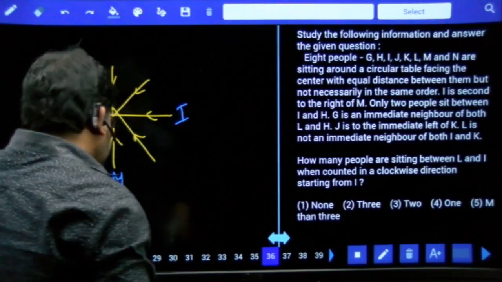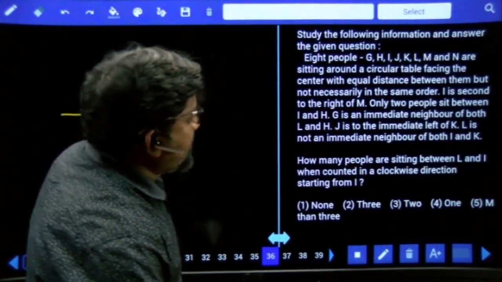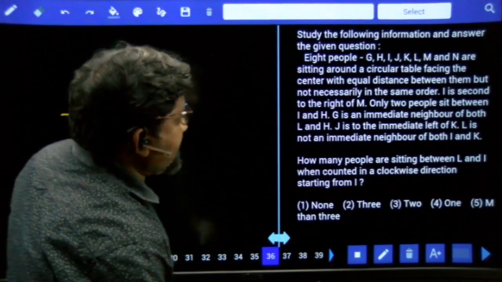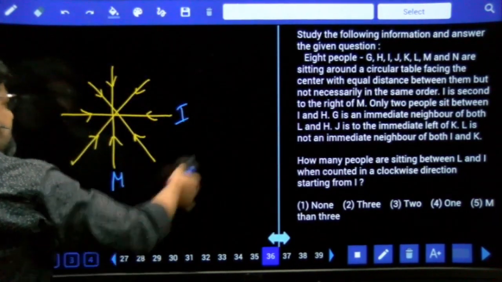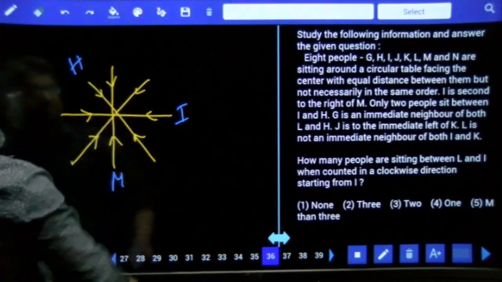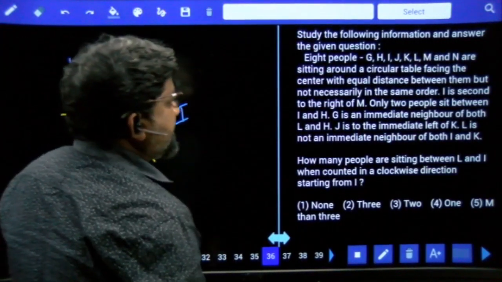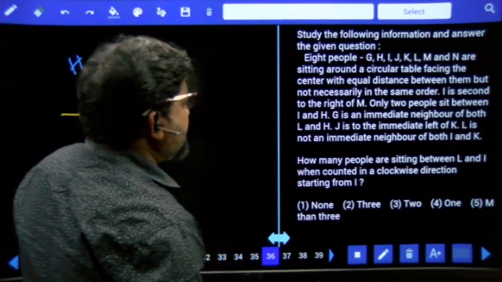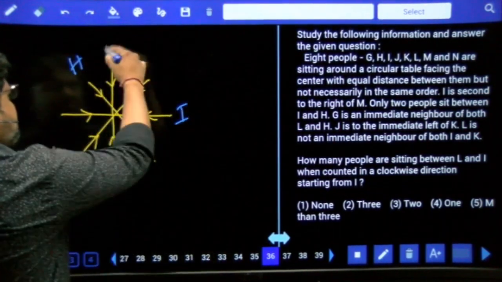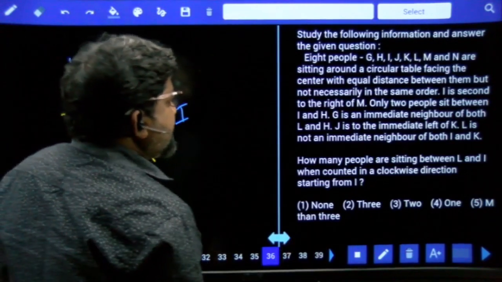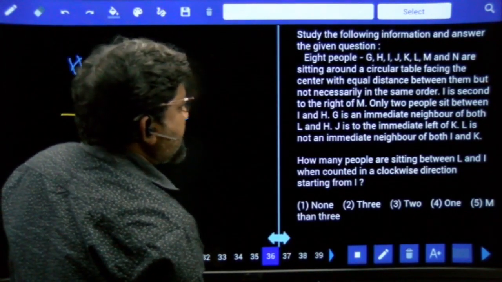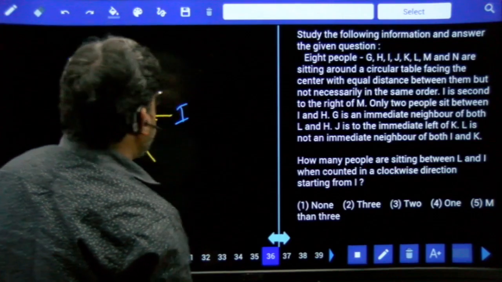Next. Only 2 people sit between I and H. Left side, right side. Small question. Take it to the right side. Next, G is an immediate neighbor of both L and H. G, L, multiple possibilities. Next, J is to the immediate left of K. L is not an immediate neighbor of I and K.